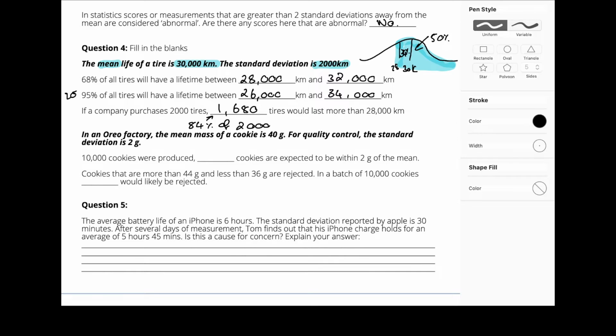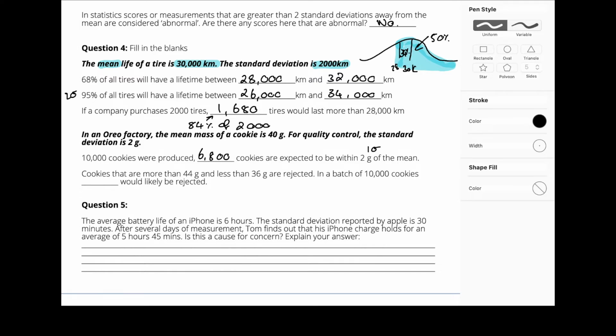The next one, in an Oreo factory, the mean mass of a cookie is 40 grams. For quality control, the standard deviation is 2 grams. 10,000 cookies are produced. Blank cookies are expected to be within 2 grams of the mean. Okay, so remember, 2 grams is the standard deviation. So what percentage of cookies then are going to be between 42 and 38? And remember, 1 standard deviation away is 68%. So I want 68% of 10,000, and if I do that in my calculator, I will get 6,800.